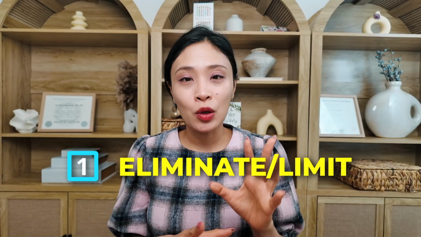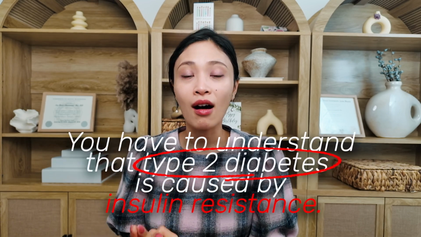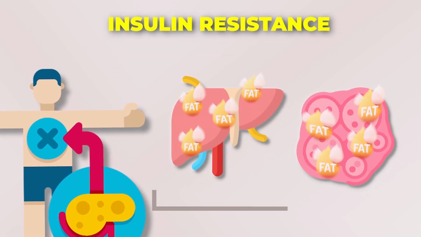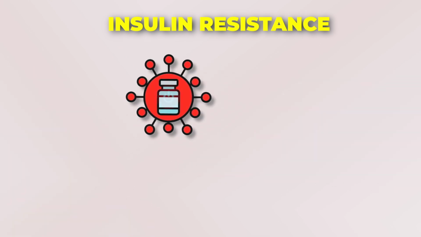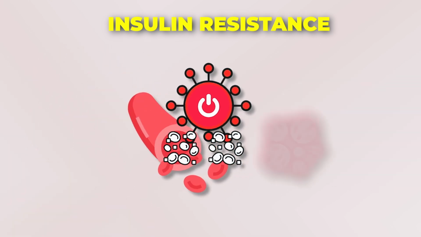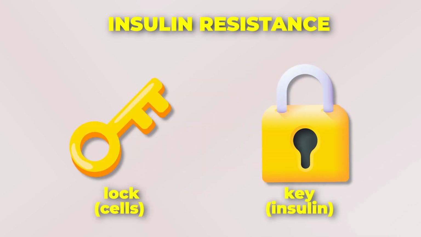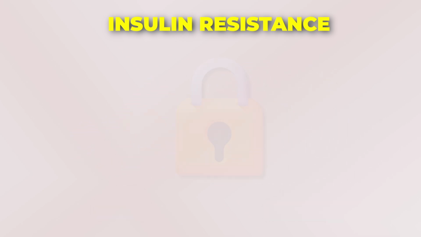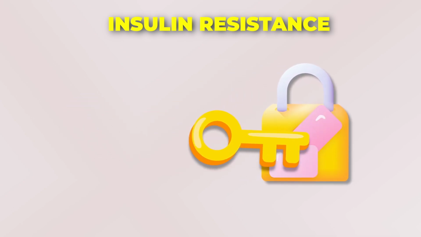The first step is to eliminate or limit. You have to understand that type 2 diabetes is caused by insulin resistance. Insulin resistance is caused by the buildup of fatty acids inside your cells. What they do is that they turn off insulin receptors, causing insulin to not work as effectively. Pretend like you have a lock and key, and let's say your lock is your cells, your key is insulin. Normally it works perfectly. However, someone stuck some chewing gum in the lock. Does it work anymore? No, because there's chewing gum in the lock.